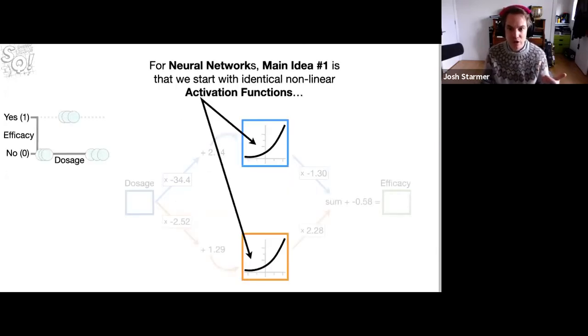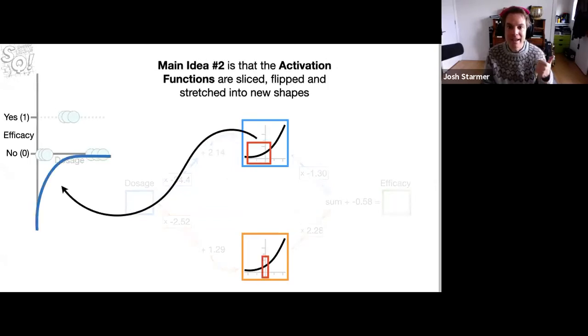For neural networks, main idea number 1 is that we start with identical nonlinear activation functions. Main idea number 2 is that the activation functions are sliced, flipped, and stretched into new shapes.